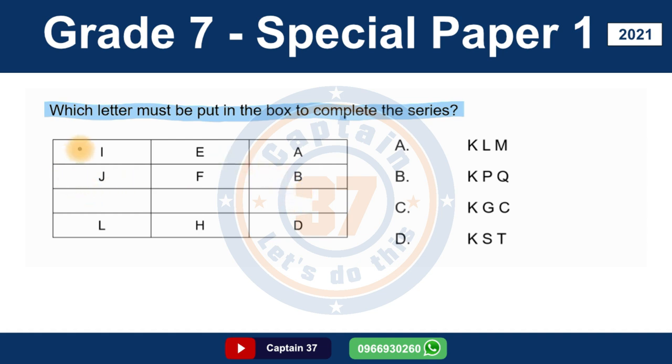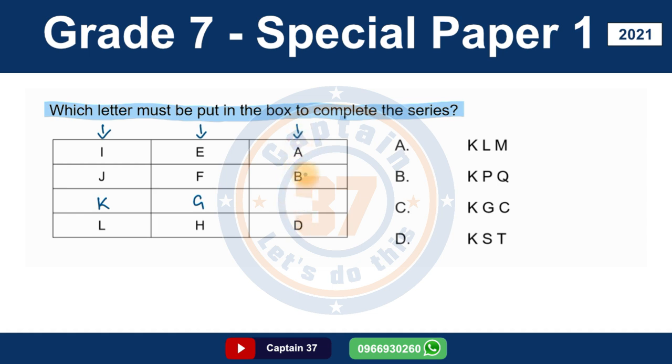If you look at the way these letters have been placed, you need to read them from the top going downwards, and this one from the top going downwards. These are letters of the alphabet. There's I, J. What letter follows J in the alphabet? So there's I, J, K, L. Here there's E, F, G, H. And here there's A, B, dash, D.